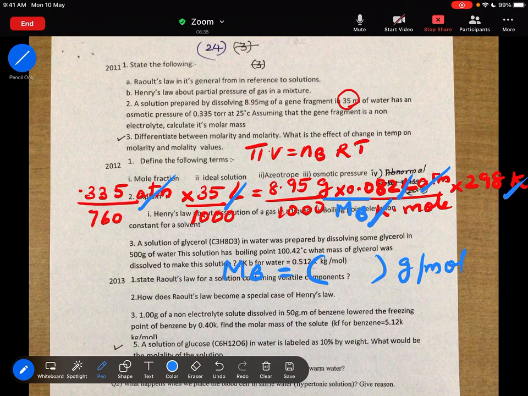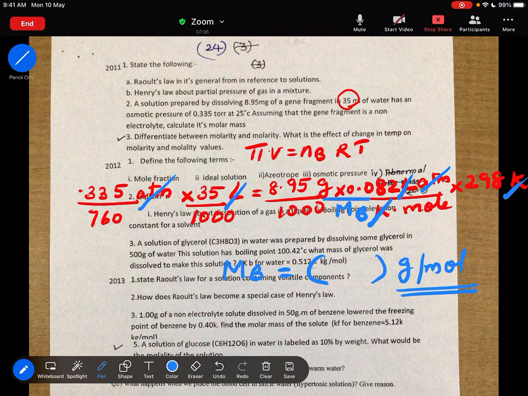So M_B you have to calculate. Its unit, you should not write grams per mole during this calculation. That will be derived from this. After cutting and all, what will be remaining? That is coming as the unit of the molar mass. So M_B's unit will be coming from this. After all cutting, what will remain? That is grams per mole.